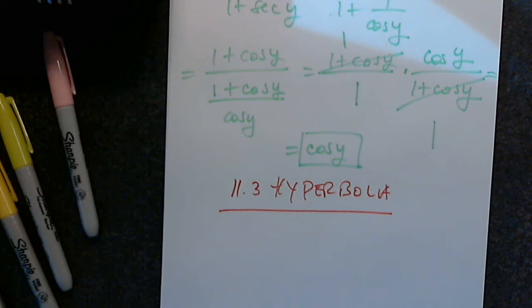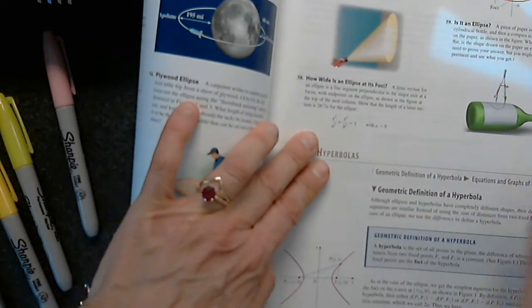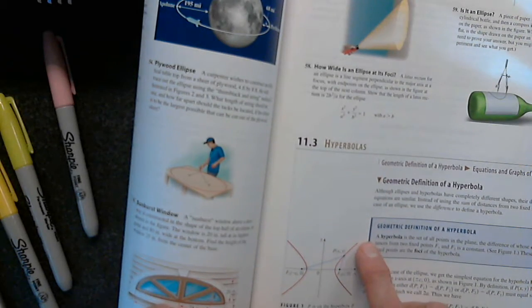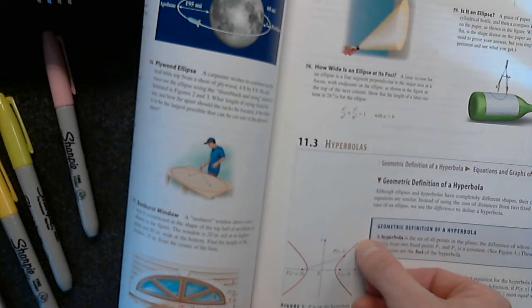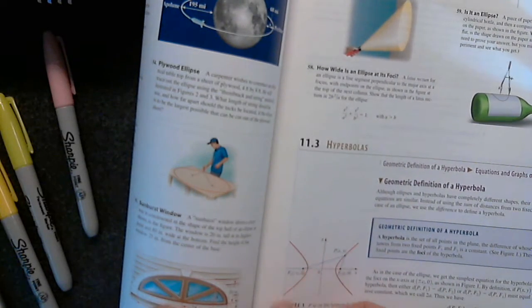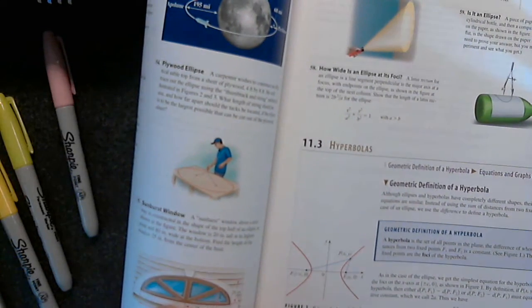The hyperbola is... here's a geometric definition, very similar to the geometric definition of the ellipse. Same idea, but not exactly the same. So the hyperbola is, of course, not a function. It's two functions, this function and this function, right?